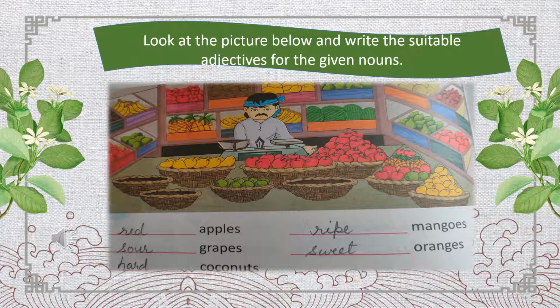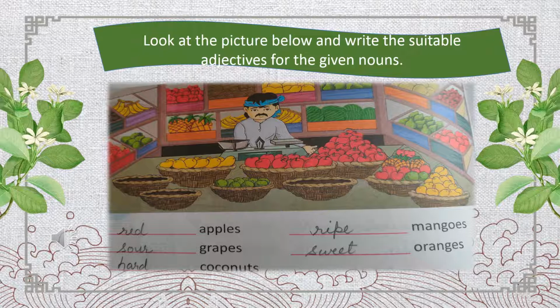The second one is grapes. Sour grapes, or we can say sweet grapes, or green grapes, purple grapes, fresh grapes. Now comes coconuts. Hard coconuts, milky coconuts, sweet coconuts, fresh coconuts.